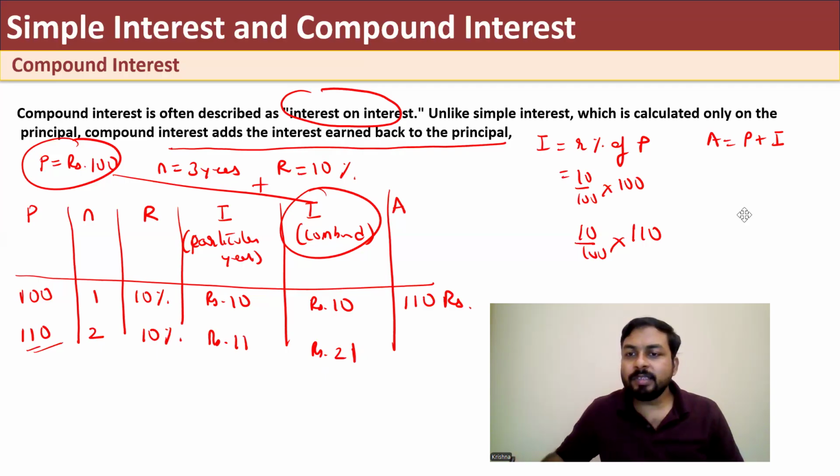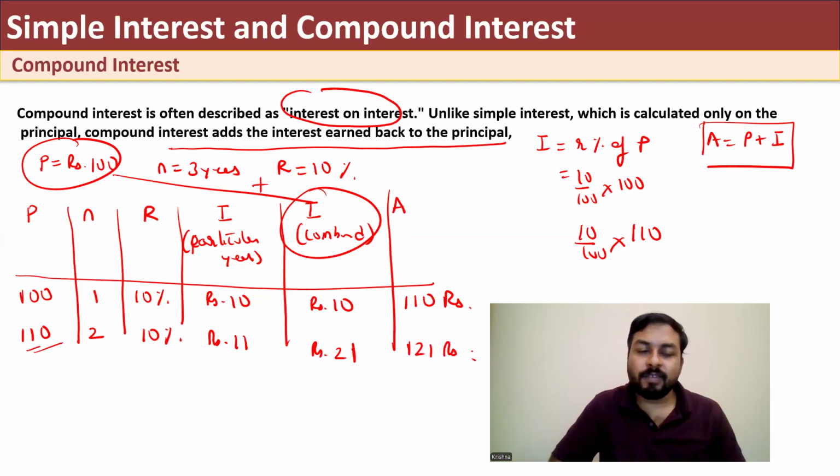And what is the amount? Amount is, like we said, principal plus interest. So it is 121 rupees. So if you're borrowing money from someone at a compound interest rate of 10%, and if you want to return back the money after second year, if you have borrowed 100 rupees and you want to return back after second year, then you will return how much? You'll return 121 rupees to the lender.